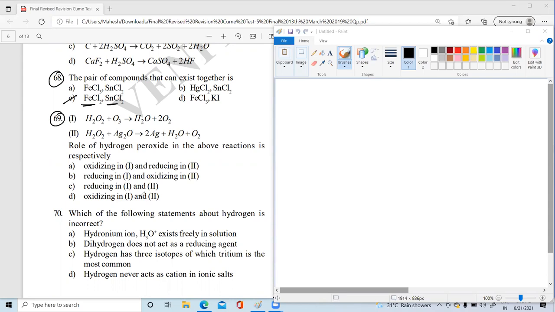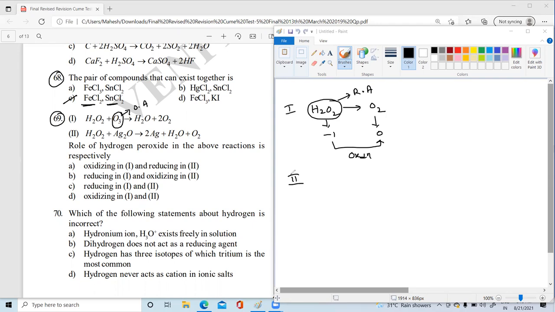Next, question number 69. In equation number 1 and equation number 2 they have given, they are asking the role of hydrogen peroxide in the above reaction. If you know very well, ozone is one of the best oxidizing agents. Here it is acting as a reducing agent. Let's check, students. H2O2 is converted to O2 form, so here it should be the -1 state, and here it should be 0. So -1 to 0, the oxidation state is increasing, that is oxidation. It is undergoing oxidation, which means it is acting as a reducing agent in equation number 1.